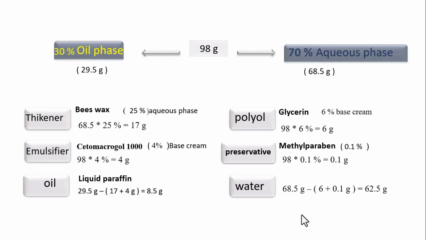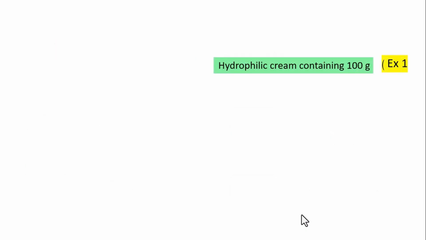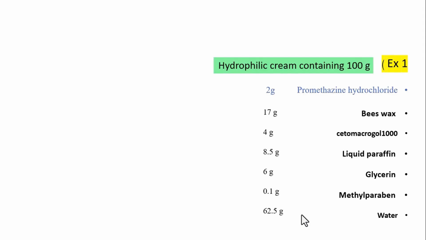So, for a 100-gram hydrophilic cream where the main ingredient is promethazine, 2 grams of promethazine, we need 17 grams of beeswax, 4 grams of cetomacrogol, 8.5 grams of liquid paraffin, 6 grams of glycerin, 1/10 of a gram of methylparaben, and 62.5 grams of water.